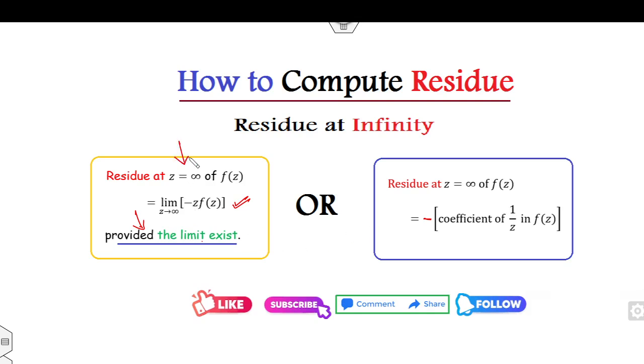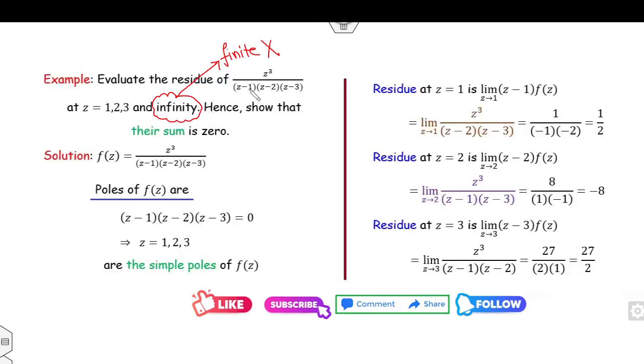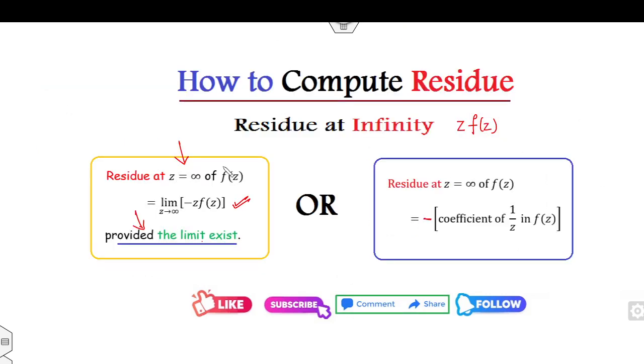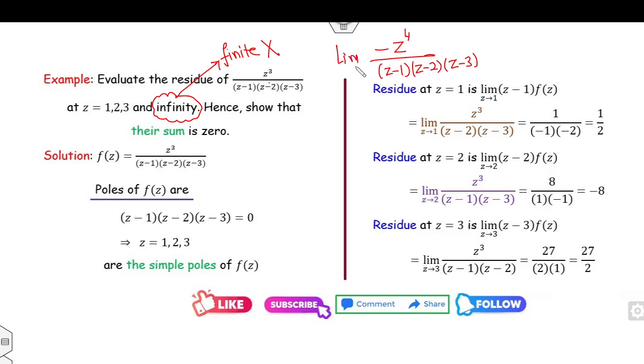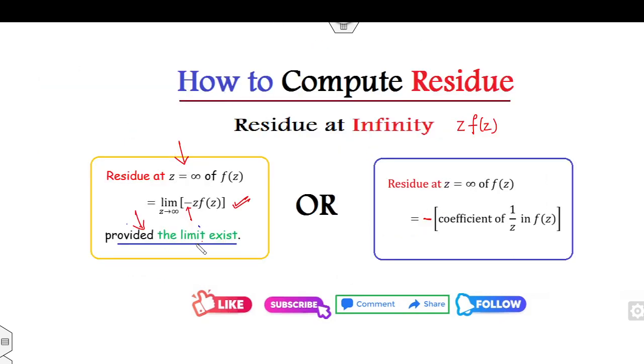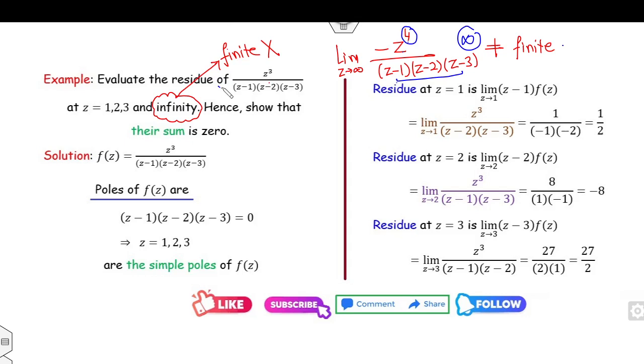So firstly, if I try to use this formula, I multiply f(z) by z. If you look at it, it is z to the 4 divided by (z minus 1)(z minus 2)(z minus 3). I can take the limit as z approaches infinity of the negative of this. Do you get a finite answer? No. Why? Because the degree of the numerator is greater than the degree of the denominator, so the answer will always be infinity. But this method is applicable only when the limit is finite. So this method is not applicable for this particular problem.